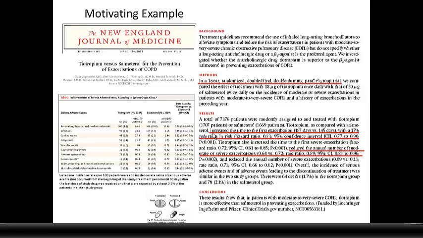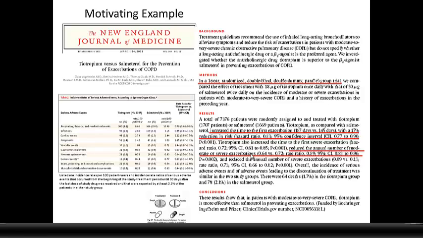And they used two analytical approaches. First, using Cox regression with the hazard ratio. So this is the result they stated. Tiotropium as compared with salmeterol increased the time to the first exacerbation, with a 17% reduction in the risk. The hazard ratio was 0.83, with a 95% confidence interval of 0.77 to 0.90, and a p-value less than 0.001.